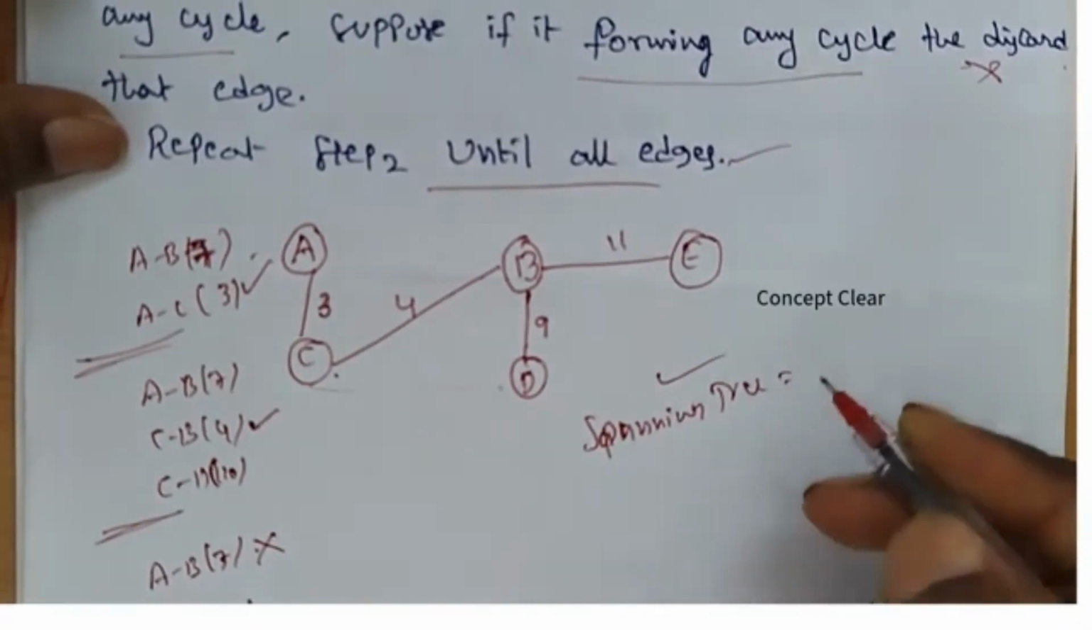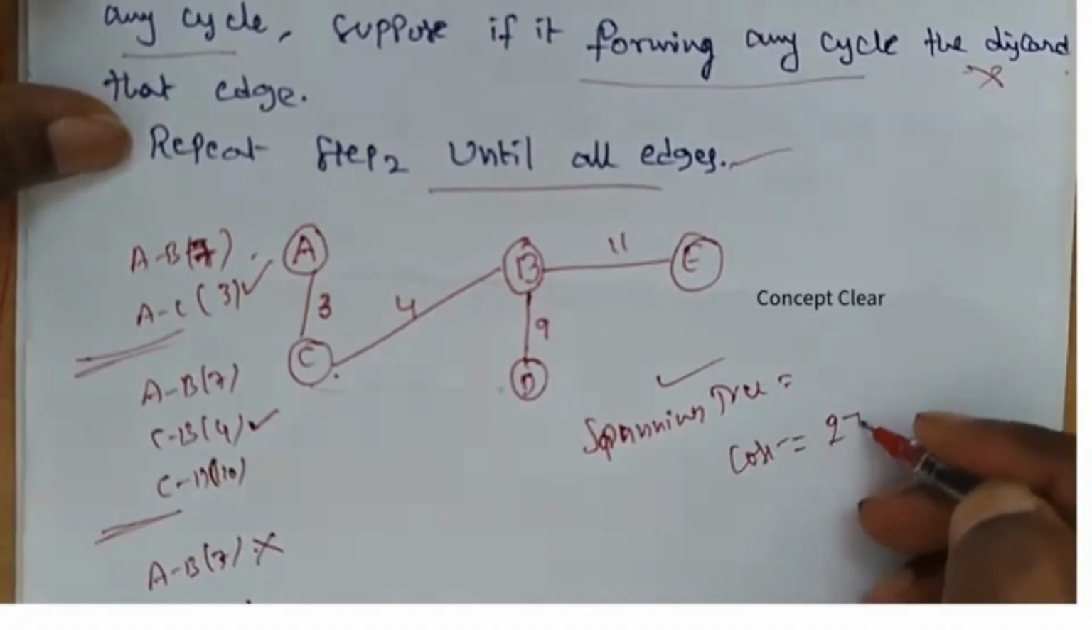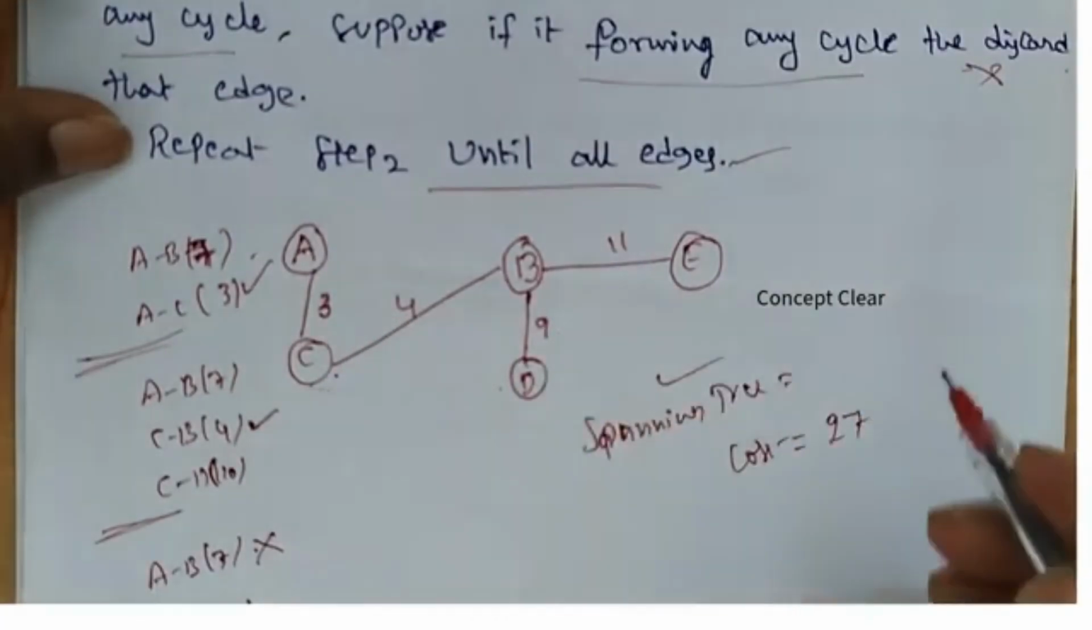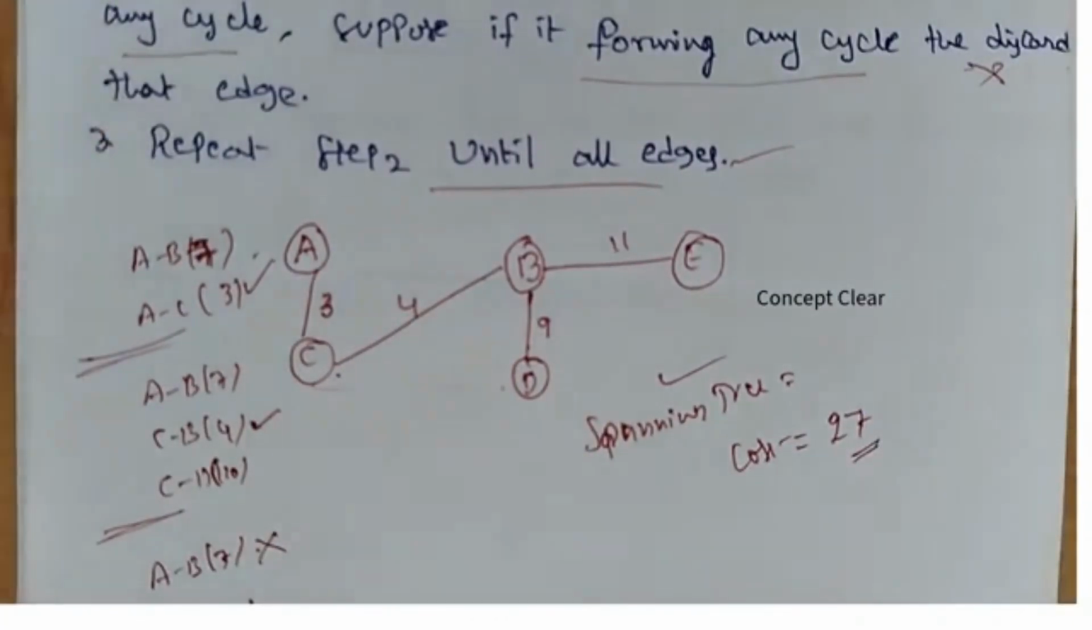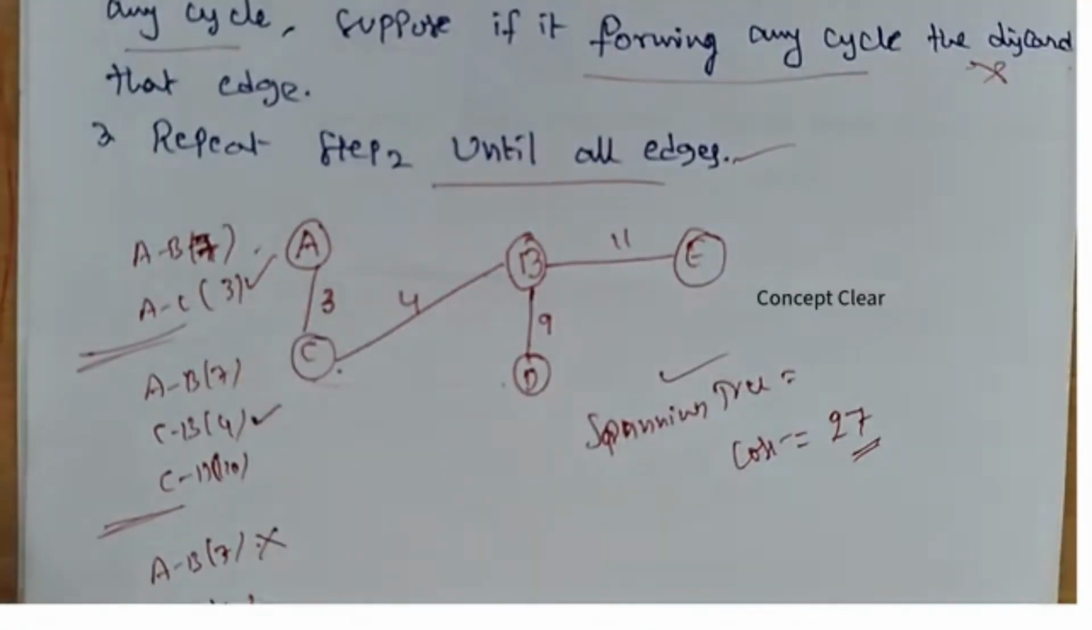Okay, now consider the cost. What is the cost of the spanning tree? If you add all the values, 3 plus 4 plus 9 plus 11 is 27. The minimum cost of the spanning tree is obtained through Prim's algorithm.